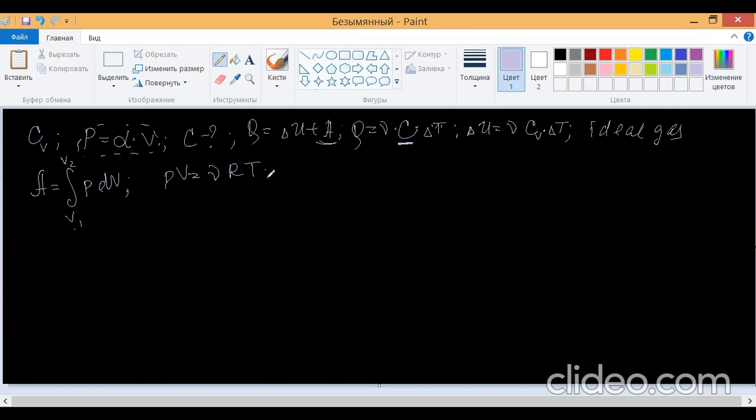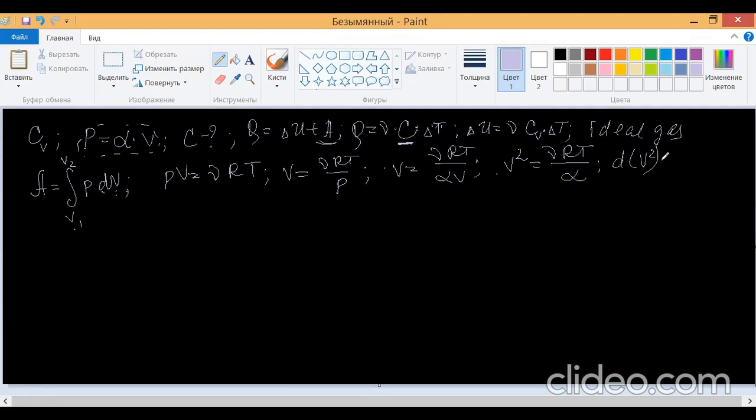Okay, let's express V from this equation. It's nu RT over P. But remember that P is equal to alpha times V. V equals nu RT over alpha V, right? Which means that V squared equals nu times R times T over alpha, right? We need to find dV, the differential of the volume. So let's do that. We take the differential from the left and the right side of this equation.